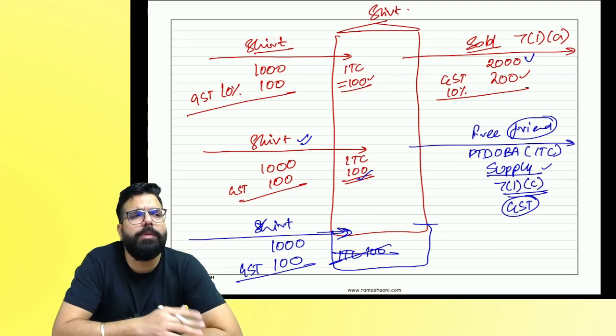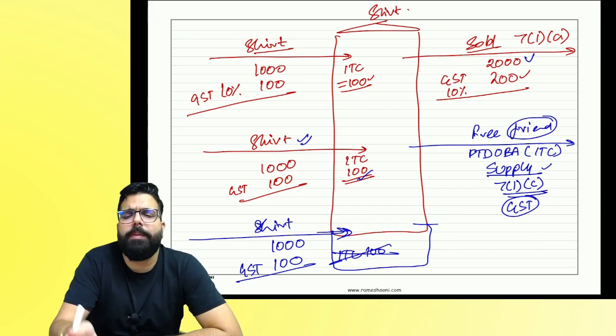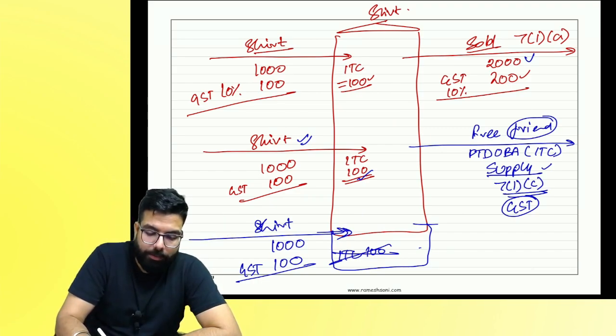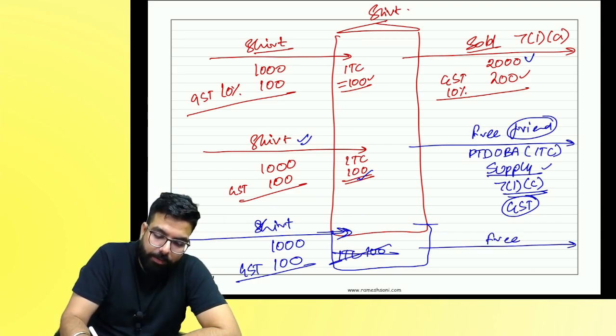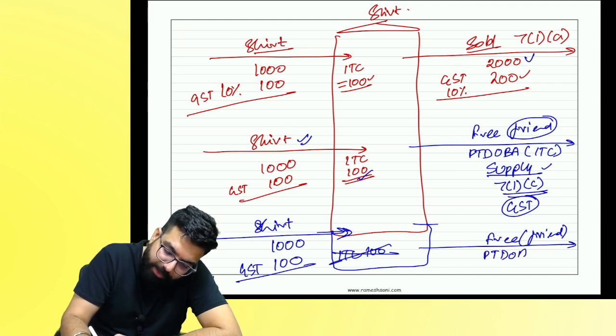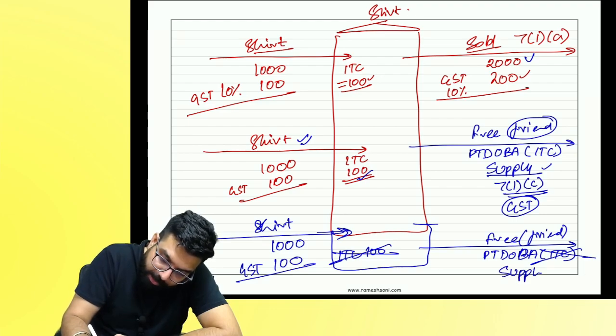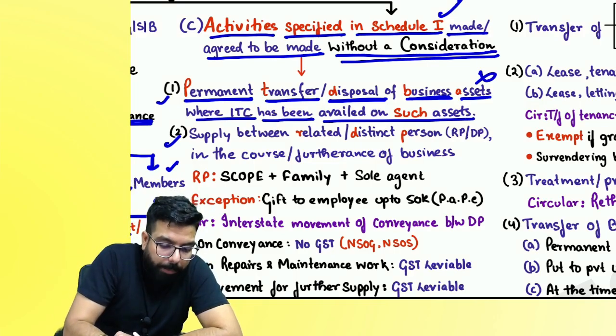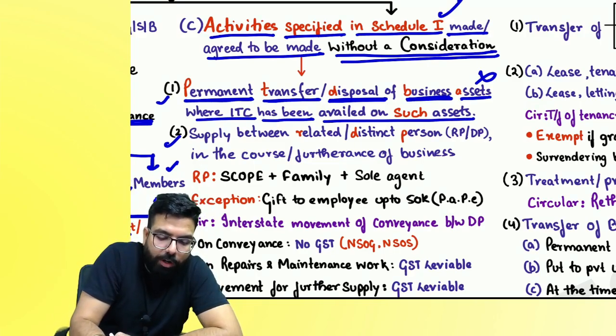Home consumption, own consumption. Might be I'm gifting my friend. I'm telling why it is not for my business. I'll not take credit. Now my question is, if I give it free to my friend, is it a permanent transfer or disposal of a business asset? But did I take ITC on this? Will it be a supply? No, because it is a supply only if permanent transfer or disposal of business asset where ITC has been taken on the asset.